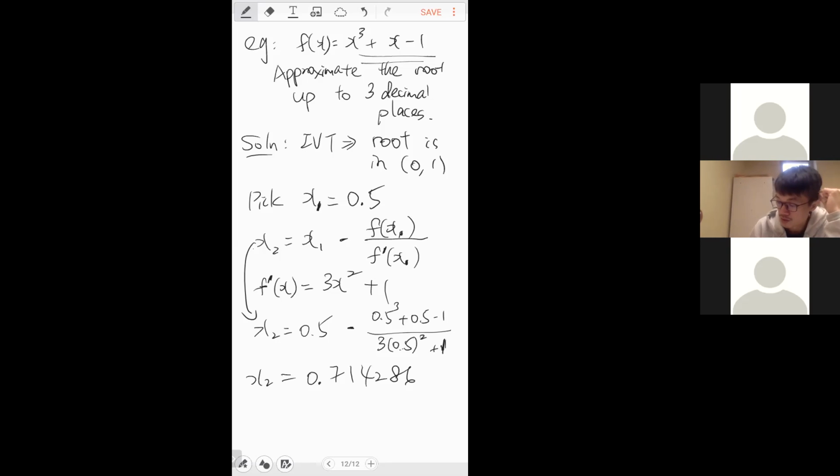One thing I should mention is that when doing homework, you want to include as many decimal places as you can. So if you get like 10 decimal places, try to write everything down. You don't want to round up in the beginning. So write as many decimal places as you can. All right, so x2 equals that.